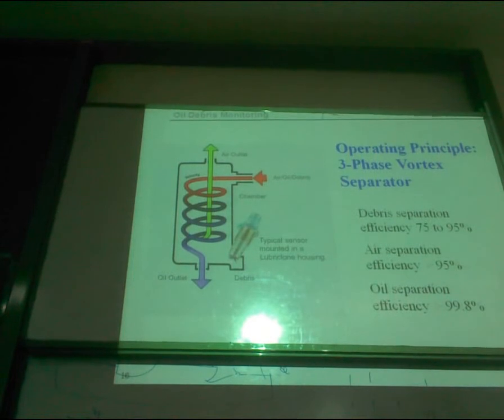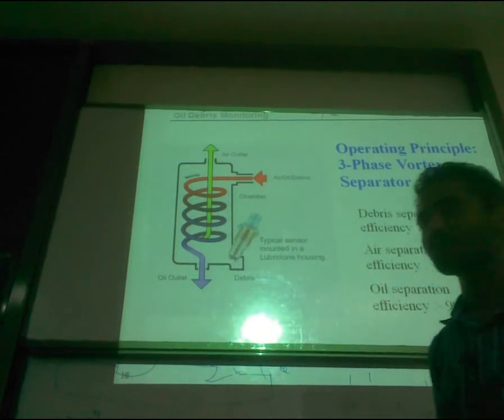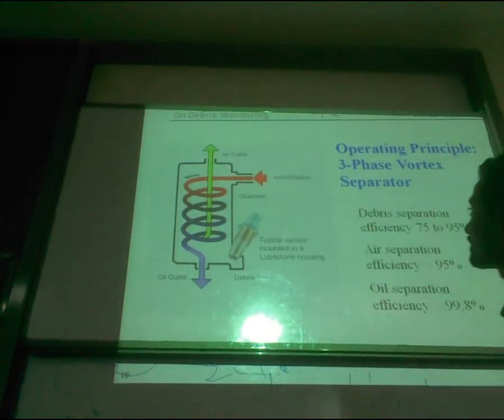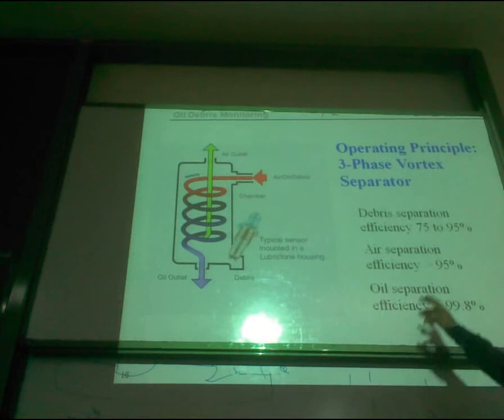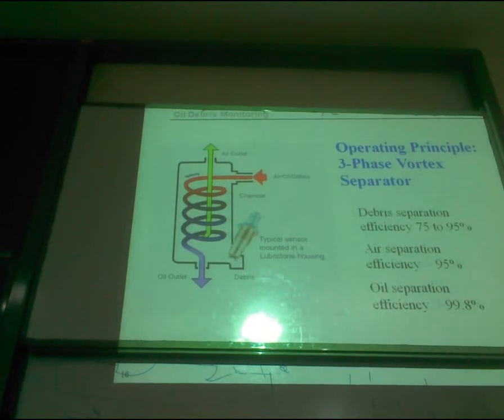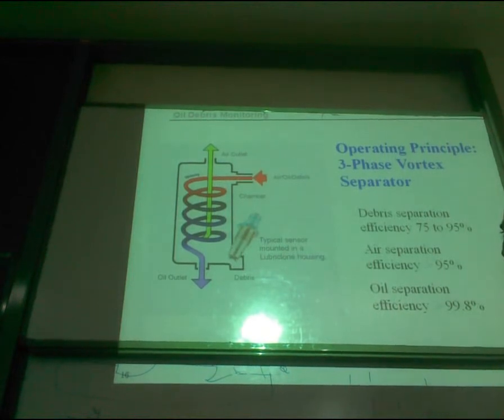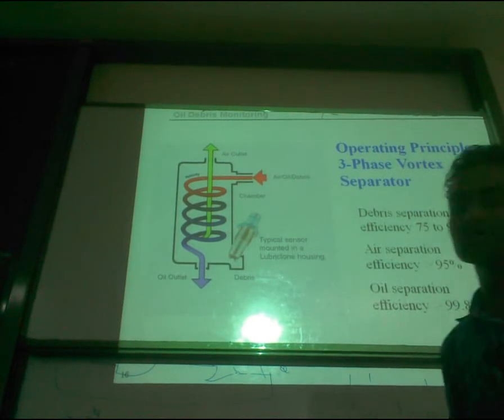In this, the debris separation efficiency for this oil in the 3-phase vortex is 75 to 95%, the air separation efficiency is greater than 95%, and the oil separation efficiency is 99.8%.